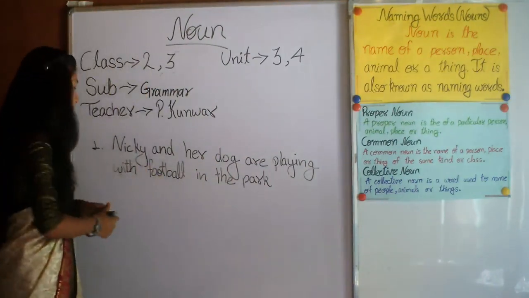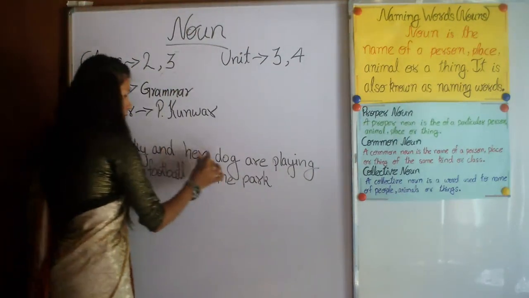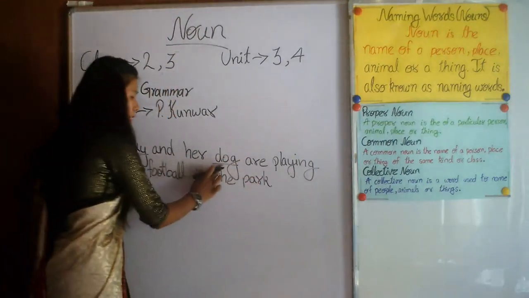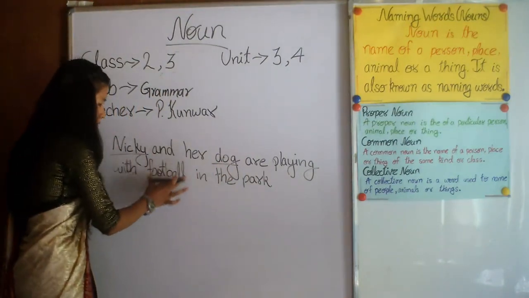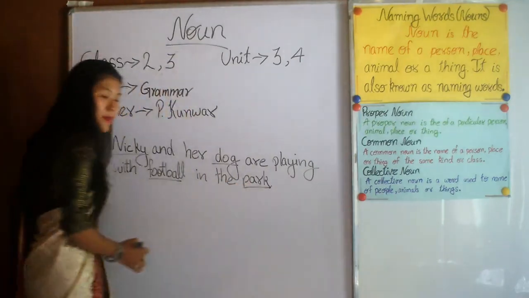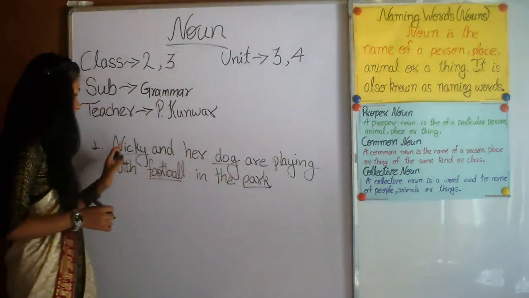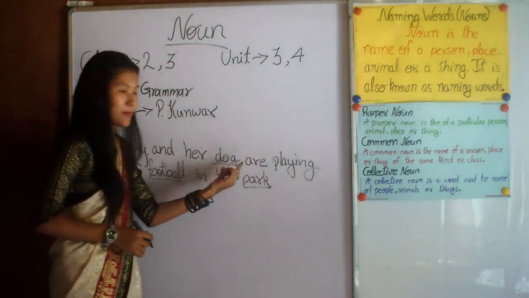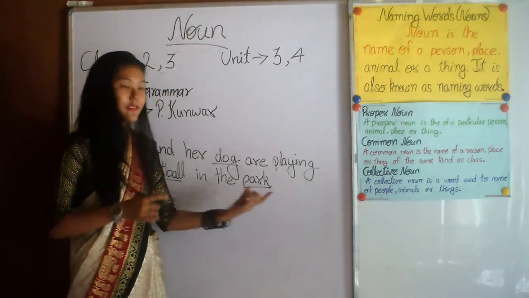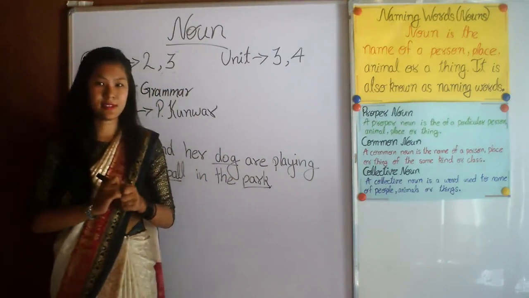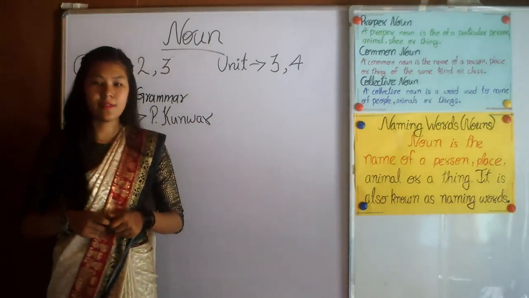So here in this sentence, Nikki is the name of a person and dog is the name of animal and football is the name of thing and park is the name of place. So we can easily see in this sentence, Nikki is the name of person, dog is the name of animal, football is the name of thing, and the park is the name of what? Place. Hope you understand about noun. Dear children, we have learned about noun.